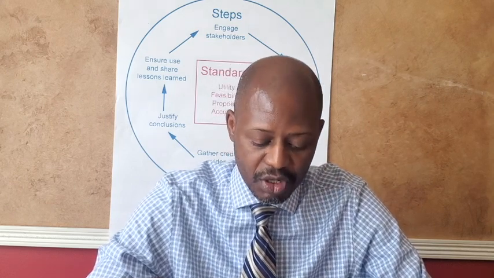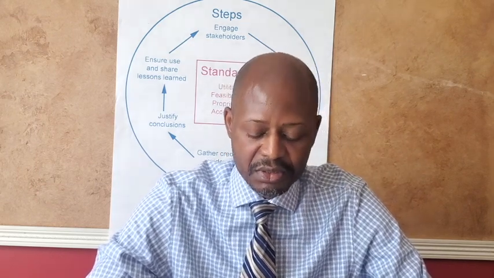In step 4, we want to gather credible evidence. We want to make sure that this is a well-rounded information, that it is free of bias, and that it is believable, and that it answers the questions that we are trying to answer to help improve the system we are trying to evaluate. In step 5, we must be able to justify our conclusions.